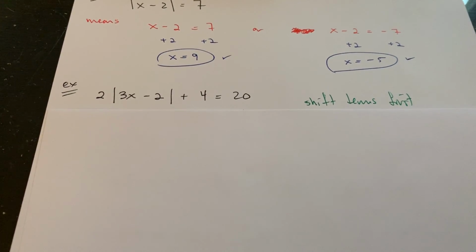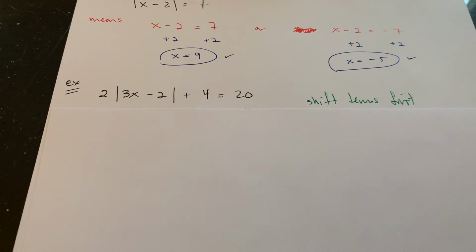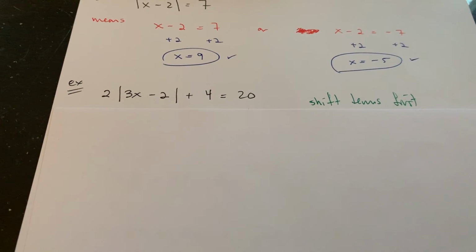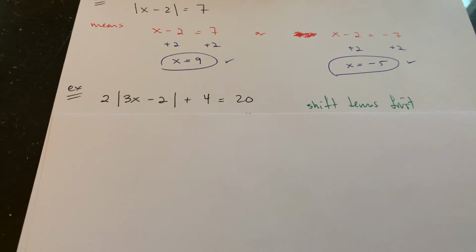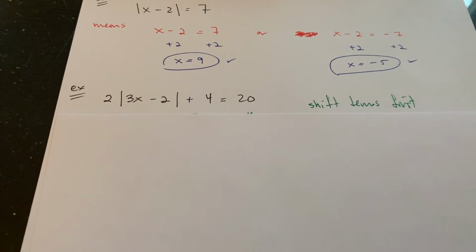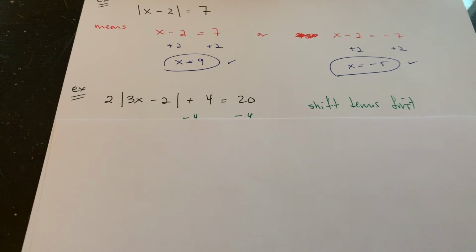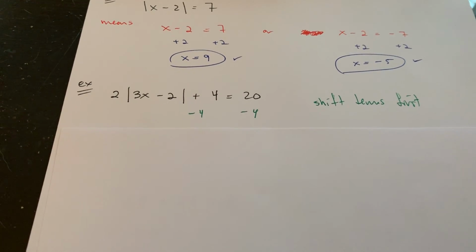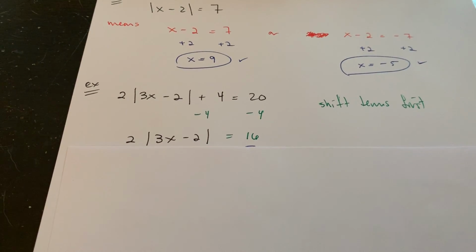If we did something a little bit longer with a few more pieces, it still is the same basic strategy. 2 times the absolute value of 3x minus 2, plus 4, equals 20. So what you want to do is shift your terms around so that you can isolate the absolute value. So subtract the 4 off of here, which would give you 16.